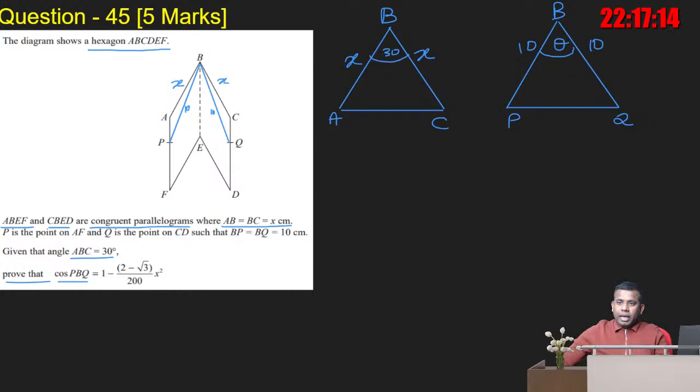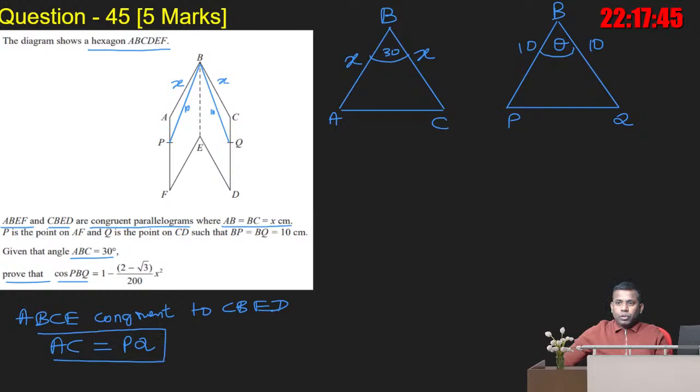Now if you look at AC, you can say ABEF is congruent to CBED. So they both are congruent, and now you can say AC equals PQ. That is the concept we are going to use here.